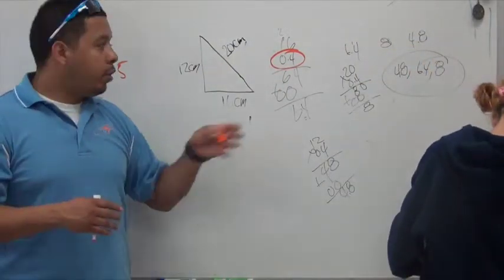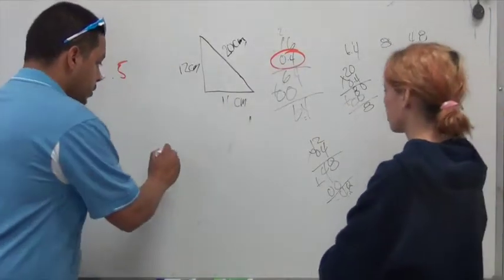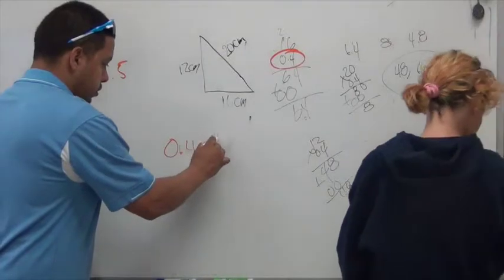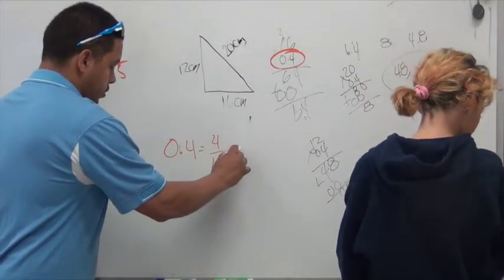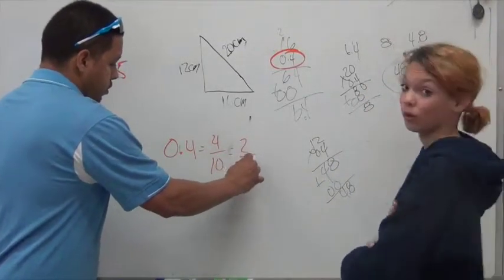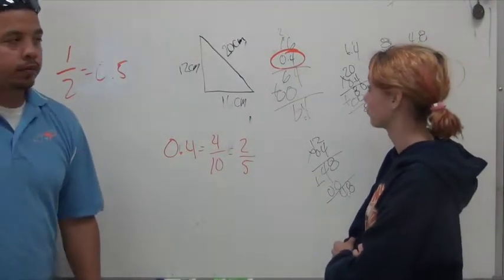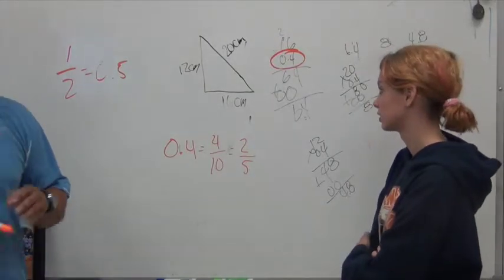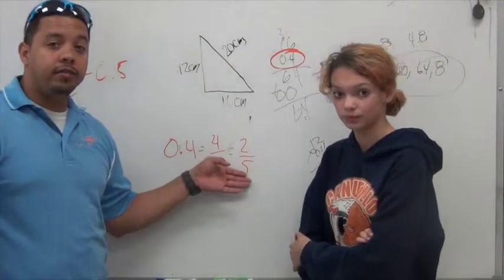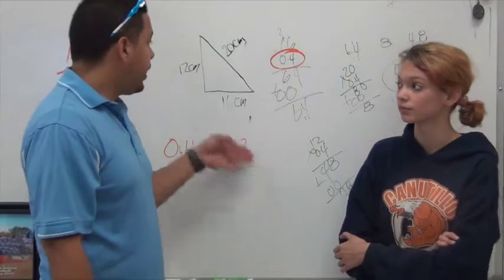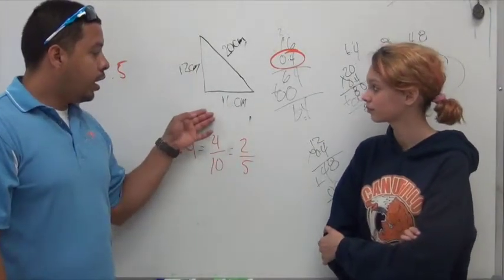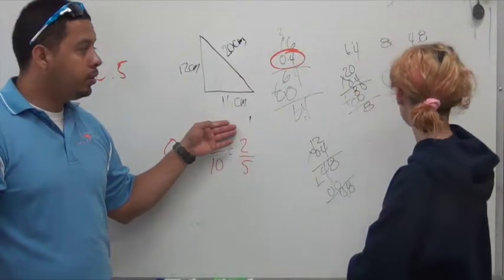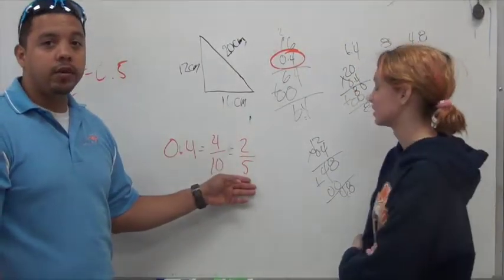Does that make sense? And how I got 0.4, it said right here, if the triangle is reduced using a scale factor of 0.4, what will the dimensions of the new triangle be? So I used 0.4 and multiplied it by each number to get my answer. And 0.4 as a fraction would be 2/5. So each dimension, or each side got reduced by how much? By 2/5.